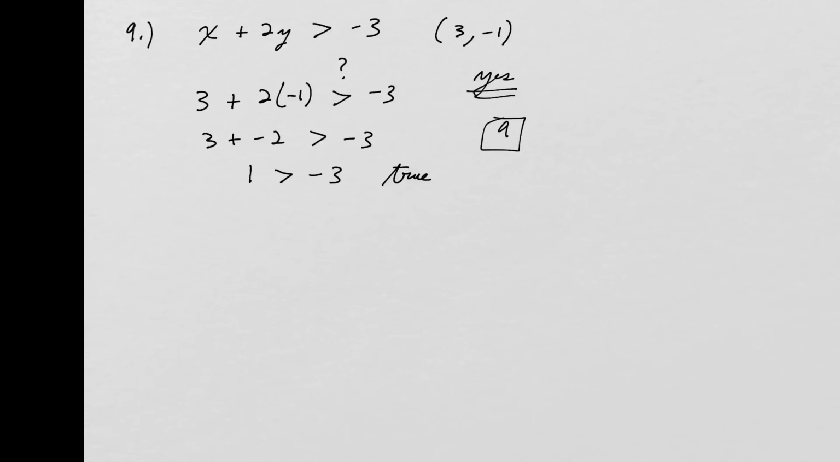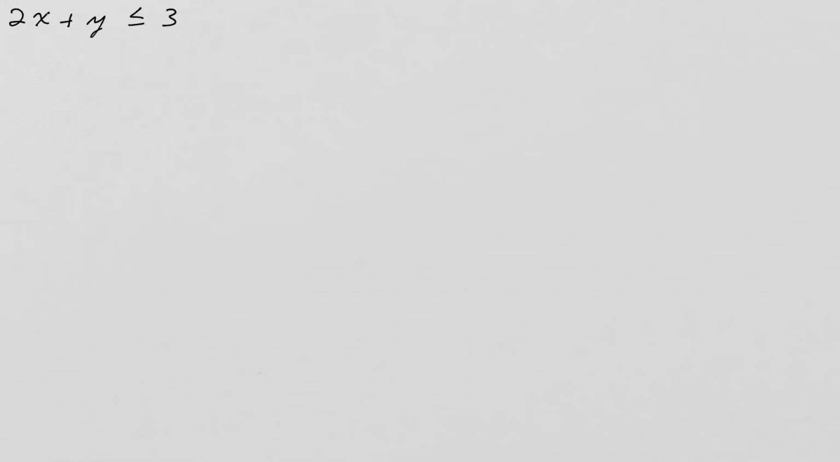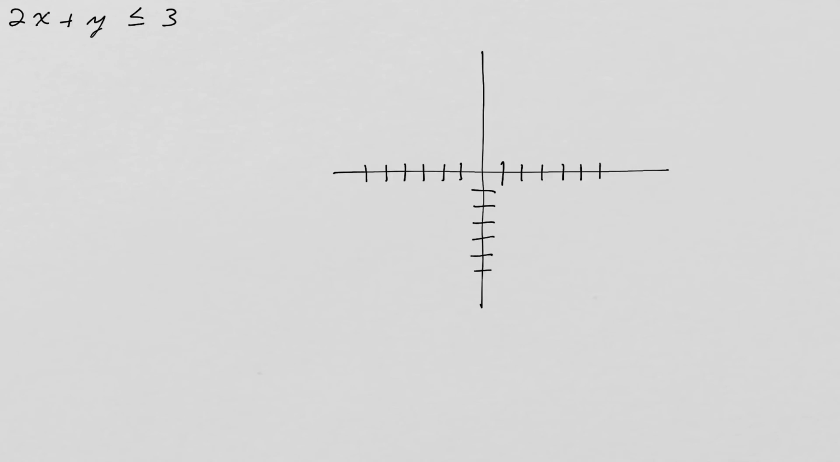Okay. Now we want to actually graph the inequality. So number 10. We're given the inequality 2x plus y is less than or equal to 3. And we want to graph that inequality. Okay? Let me make a Cartesian coordinate system over here somewhere. So x, y.